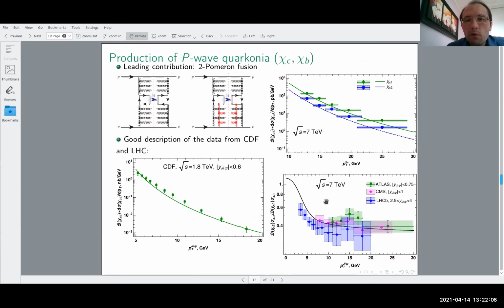In the case of P-wave quarkonia, the situation is slightly different. We understand that P-wave quarkonia have different quantum numbers, so the production mechanism is also different. Precisely, we have a dominant contribution from 2-pomeron fusion, and diagrams with 3-pomeron fusion are strongly suppressed. We actually checked that inclusion of only the 2-pomeron mechanism perfectly describes data both at small and large pT, and both at low energies at CDF and at high energies at LHC. As well, it can describe, what is important, such an observable as the ratio of chi_c production in different spin states. It's a very sensitive observable.